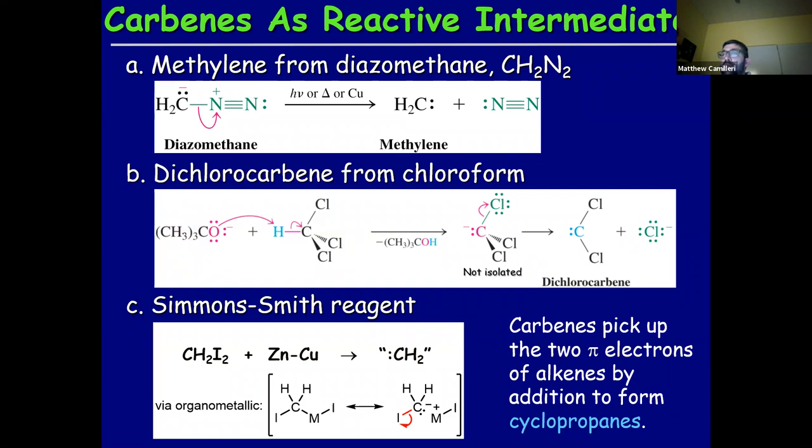So it's something that you might want to use. Then you can also make it using dichlorocarbene from chloroform. Now, this would have different reactivities and different stabilities. So you would want to see why you're using it, okay? And you can also have the Simmons-Smith reagent, which is an organometallic intermediate, where you are breaking two carbon-iodine bonds to prepare the carbene. Again, these are all dependent on what you would need.